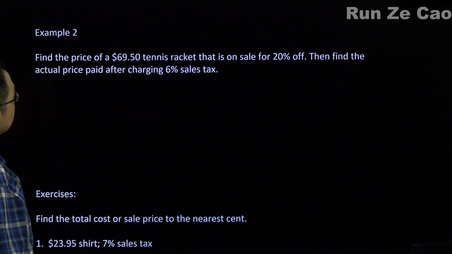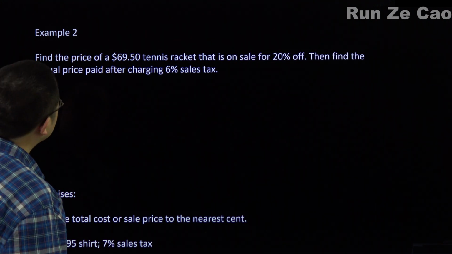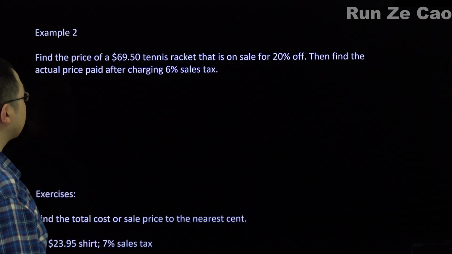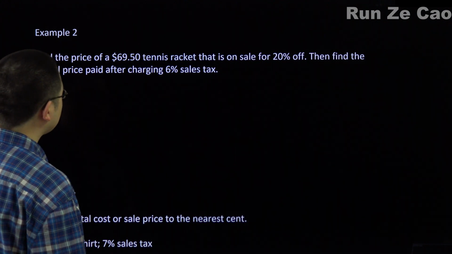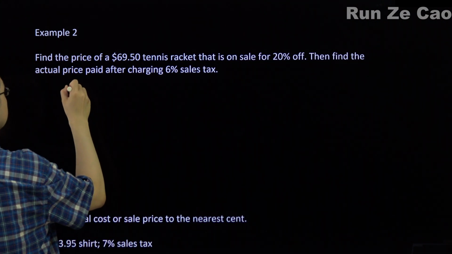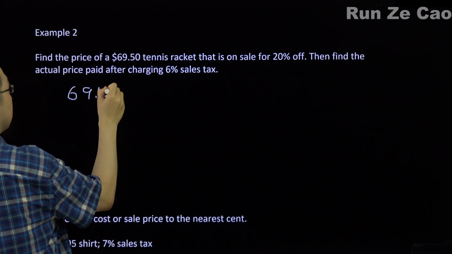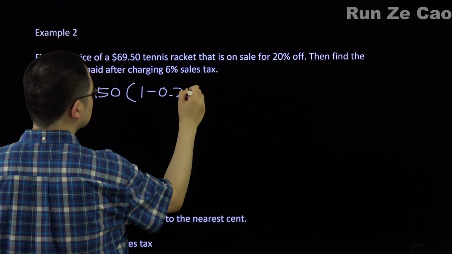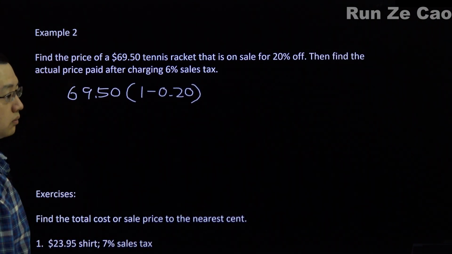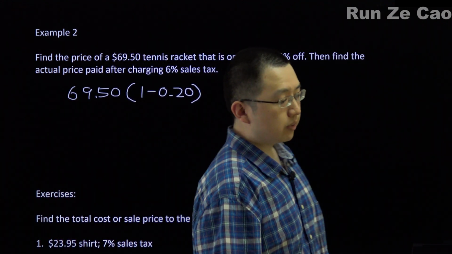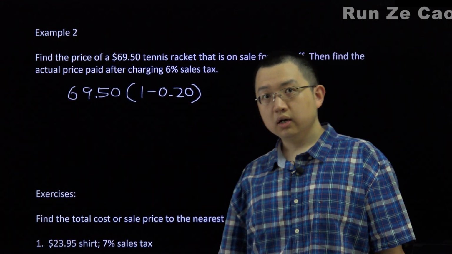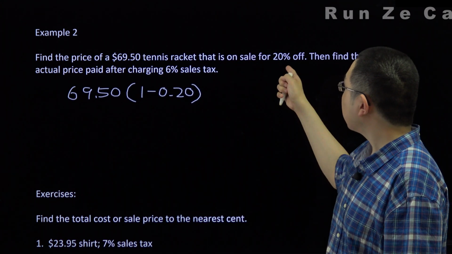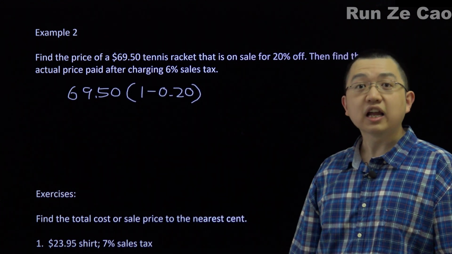So, example 2: find the price of a $69.50 tennis racket that is on sale for 20% off. Then find the actual price paid after charging 6% sales tax. Well, $69.50 times 1 minus 0.20. By the way, when we use D up there, we meant the discounted price ratio. Like a 20% off, that's 80% price.